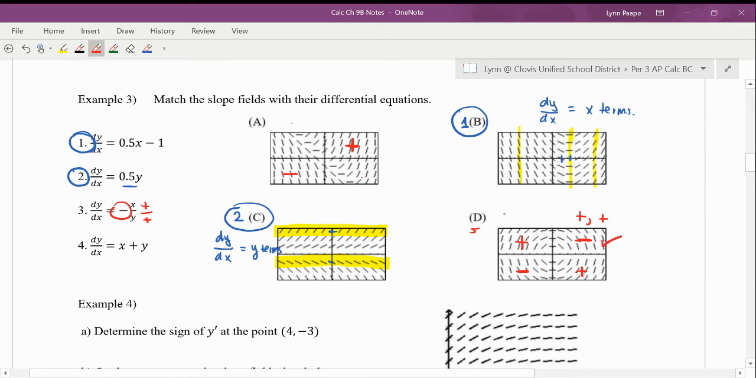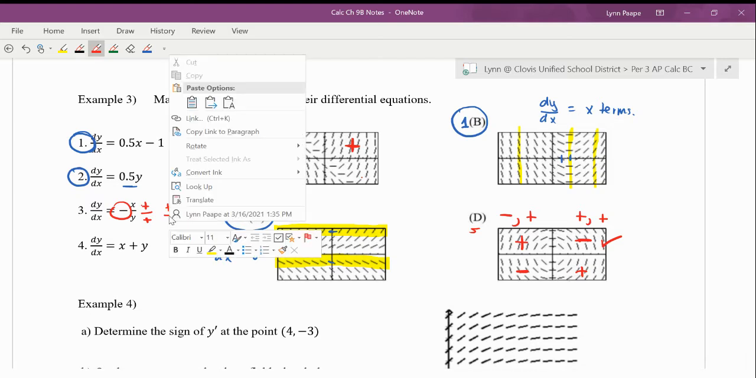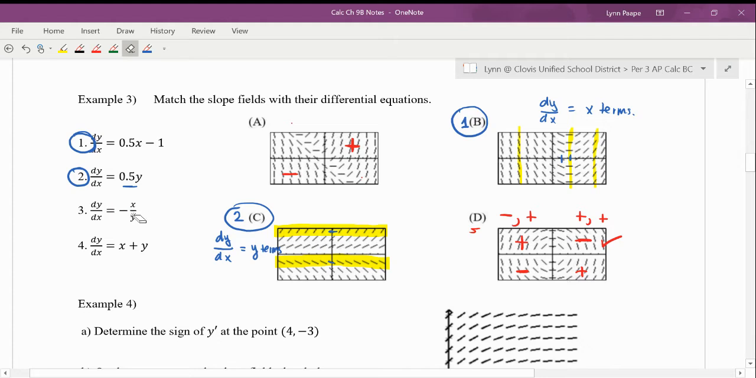And then over here in quadrant 2, my x values are negative, my y values are positive. Okay, so my x is negative divided by a positive. That would give me a negative answer, but then I'm doing the opposite of that. So that would be positive. So I think that must be true all the way around. So then I'm going to say that this is number 3. And by elimination, then 4 must be A.